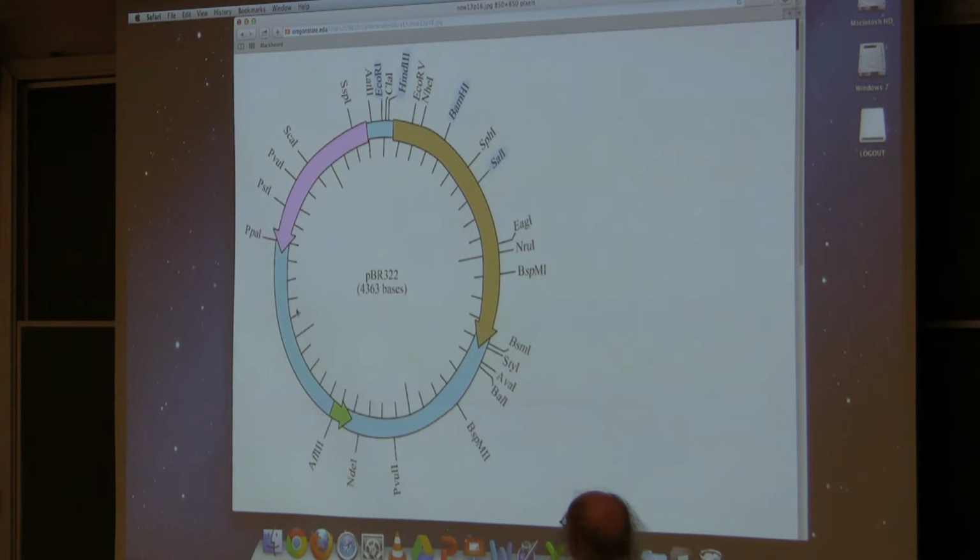Here's another vector, okay? What are all these things? These are places where restriction enzymes cut this plasmid. This plasmid turns out to have 2 antibiotic resistance genes. Here's one resistance to the antibiotic ampicillin. Here's one that's resistant to the antibiotic tetracycline. It's got both in there. Think that might be useful for something?